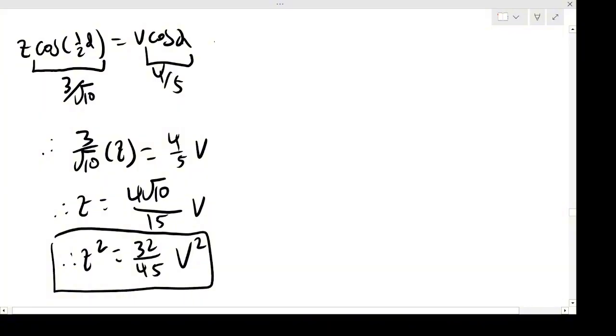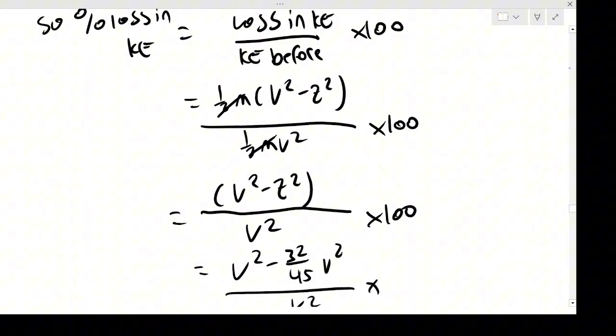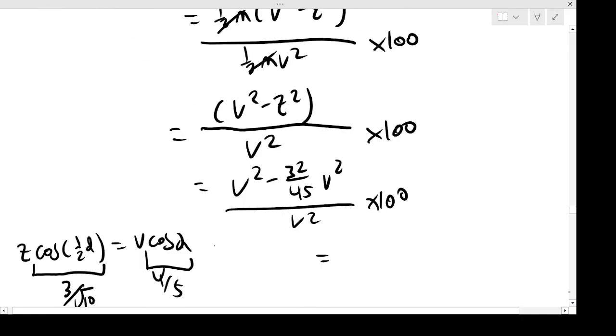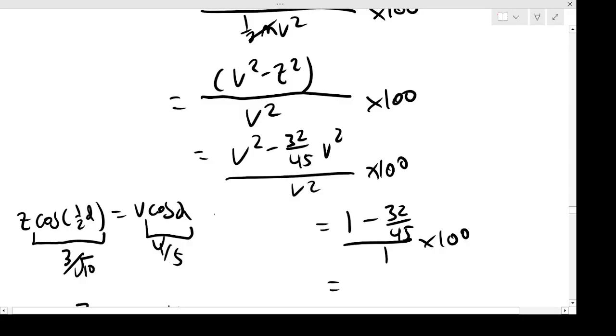So at that point, it's just a little bit of algebra and simplification. z squared is 32 over 45 v squared. So we can simplify this to v squared take away 32 over 45 v squared, for z squared over v squared times 100. Hopefully you can spot that this will all simplify now, because the v squareds will all cancel. So we're going to get 1 take away 32 over 45, over 1, times 100.